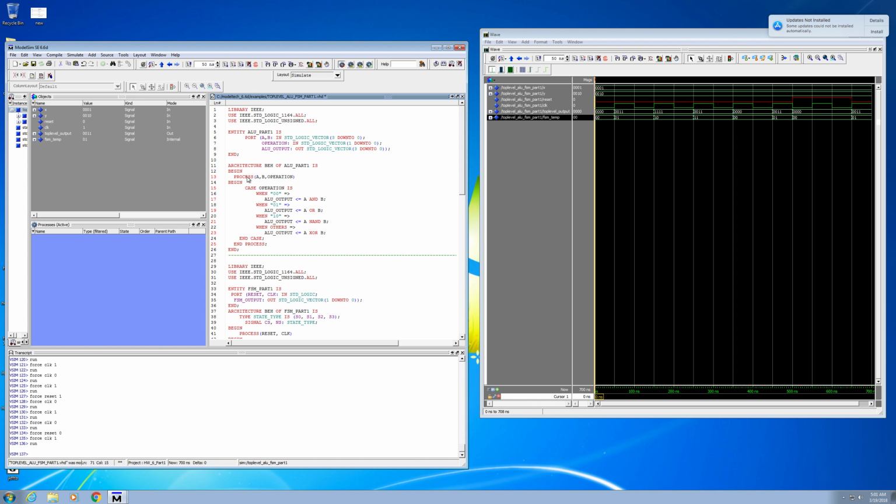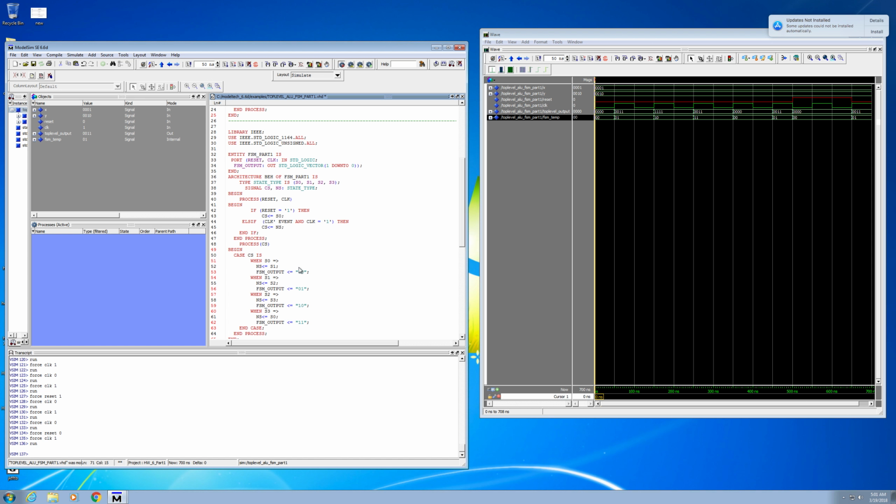As we begin the architecture, I process monitor A, B, and the select op line. As we step into the case statements, when op is 0, 0, the operation is AND. When the operation is 0, 1, it's OR. When 1, 0, NAND. When others, XOR.